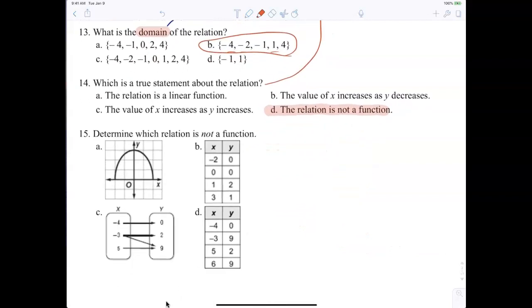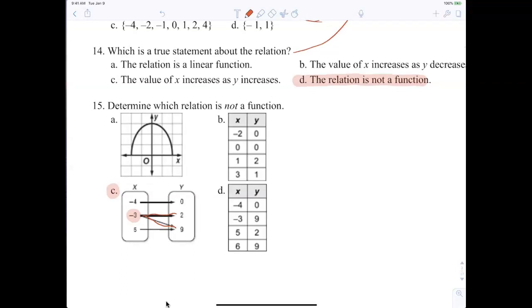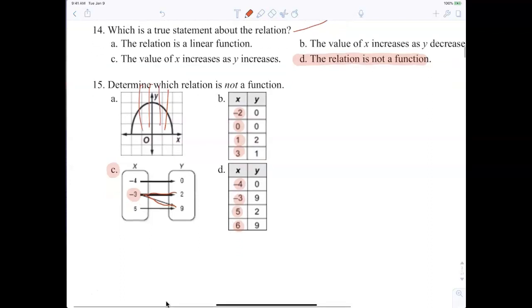Alright, determine which relation is not a function. So it should be C, because again, this x value has 2 different y values. You're not allowed to have that. Notice all of the other x coordinates, -2, 0, 1, 3, -4, -3, 5, 6, and this over here passes the vertical line test. So the only answer is C.